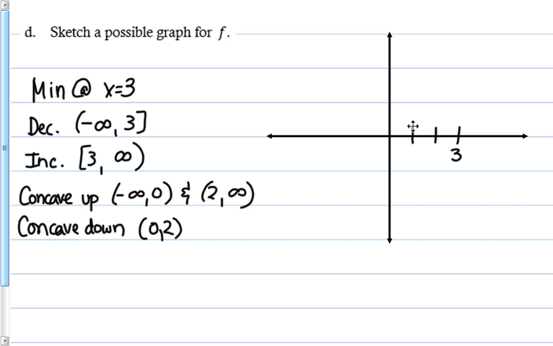So it's kind of like, all right, so something's going to happen at 0, right? Something's going to happen at 2. And then something should happen at 3.